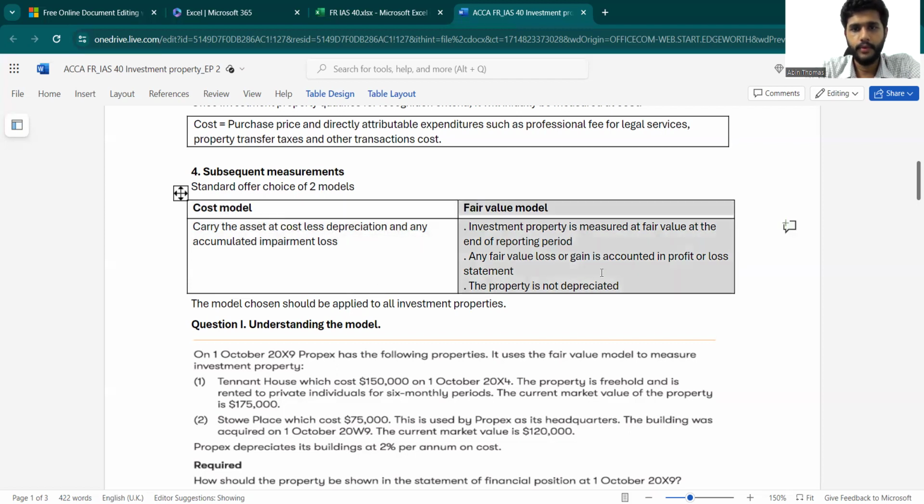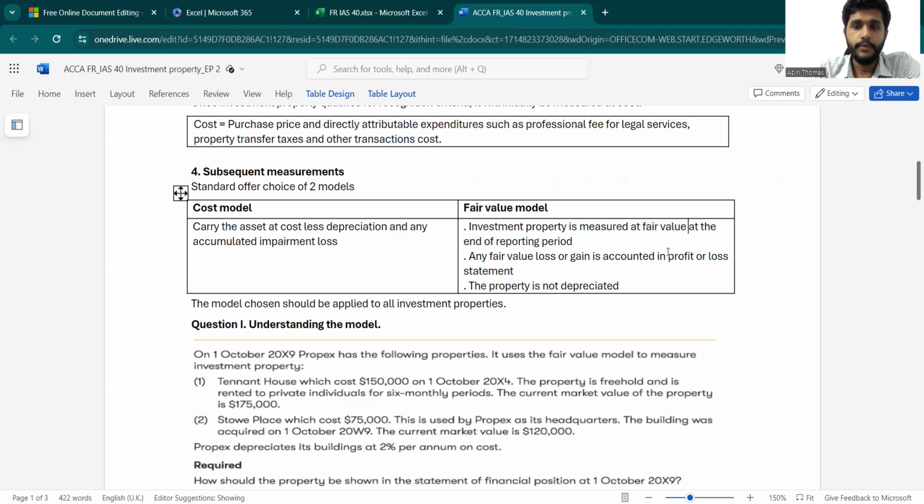Now we can move to the fair value model. This is completely new compared to what we discussed in IAS 16, where we had a model known as the revaluation model. Here we will use the fair value model. The standard says investment property is measured at fair value at the end of the reporting period. You need to see that this is the subsequent measurement. Initially, we measure at purchase cost and any directly attributable cost. Then at the year end, at the reporting date, we remeasure at fair value.